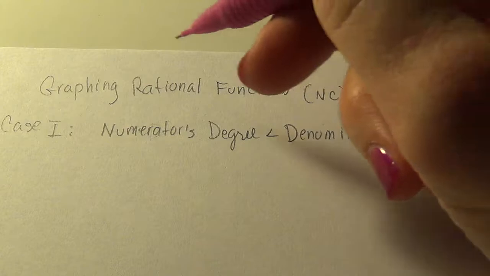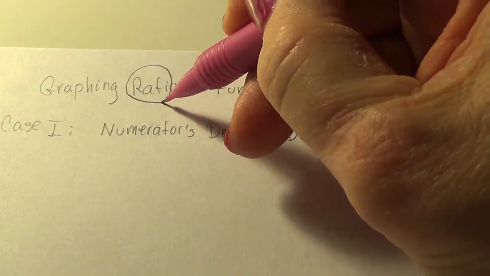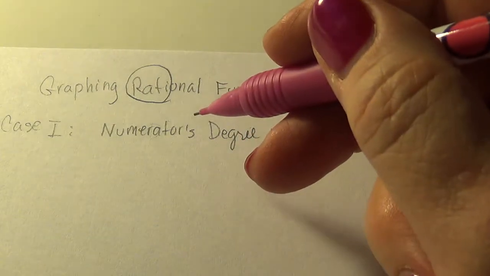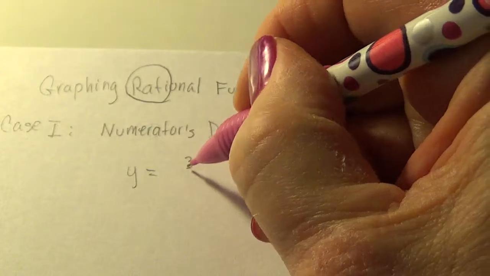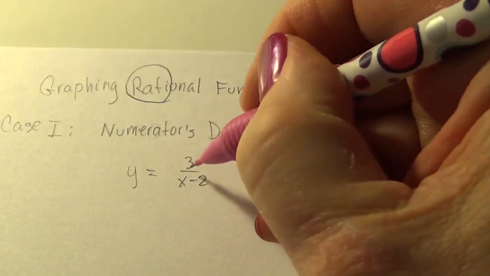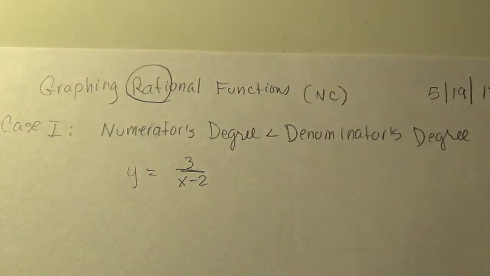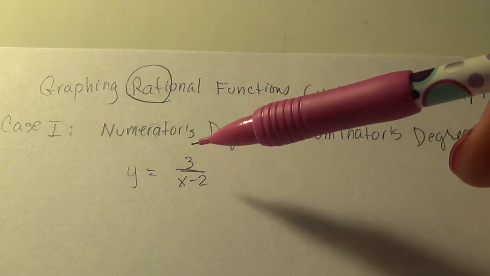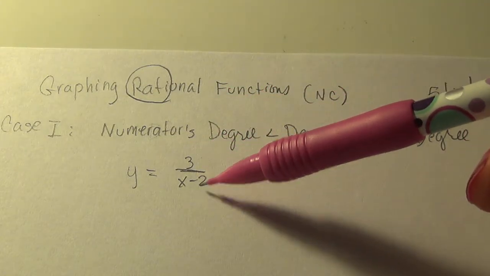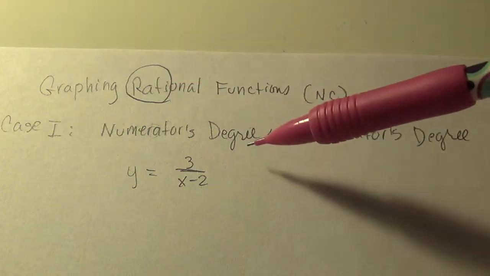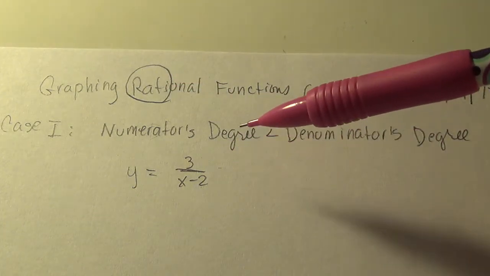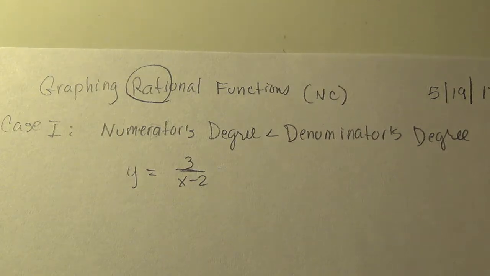What is a rational function? Well, you see the word ratio in the middle of the word, so that gives you a really big clue. So y equals 3 over x minus 2. A ratio is just a fraction. So when you have an algebraic expression with a numerator and a denominator, you have a ratio or a rational function. You have learned to graph these in the past, so let me review how to do it.